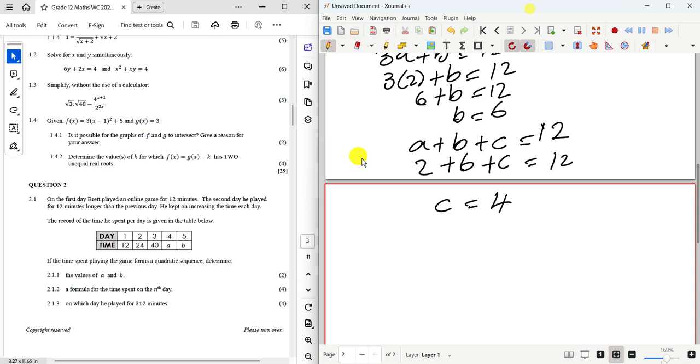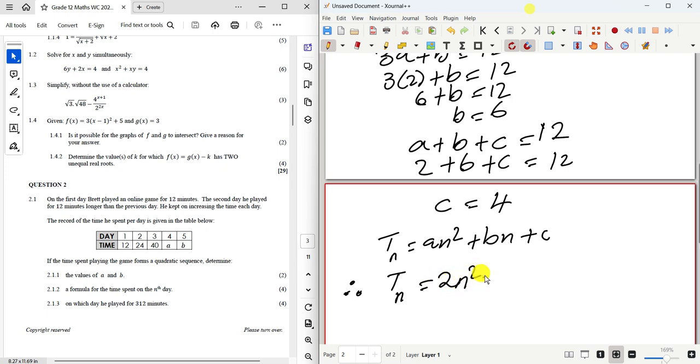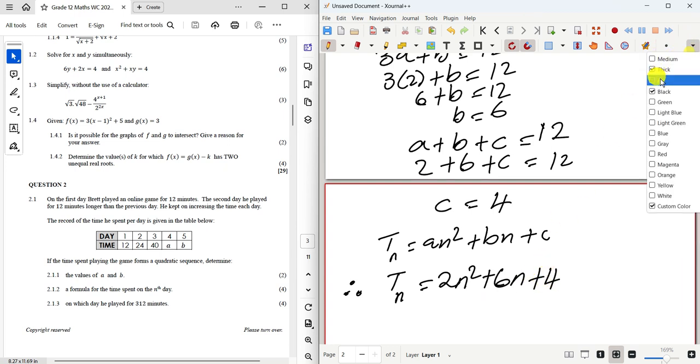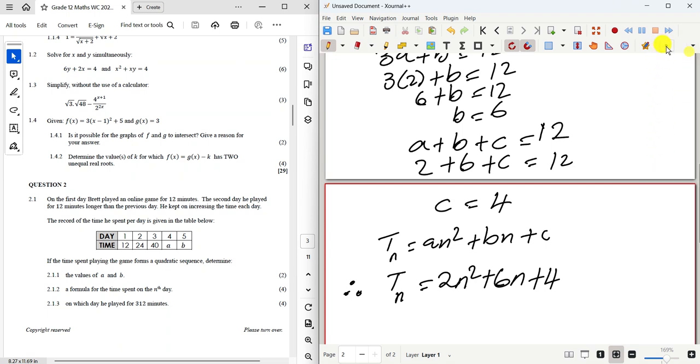Now, we know that T sub n is equal to an squared plus bn plus c. This therefore tells us that the general term T sub n is equal to 2n squared, b was 6n, and then c was 4. So you can prove if this is working. I'm going to test it with term 3, where n is 3.